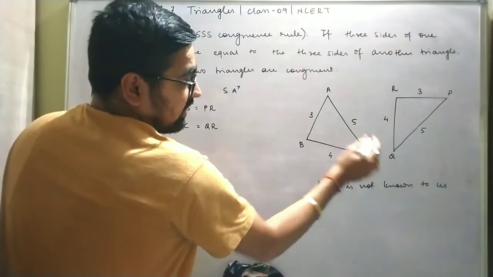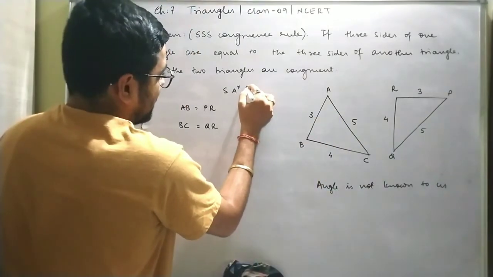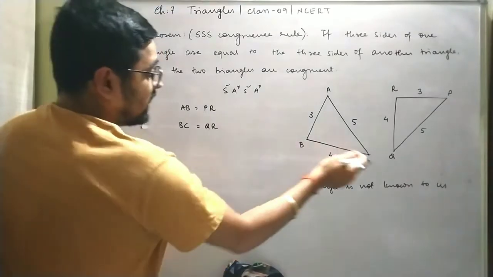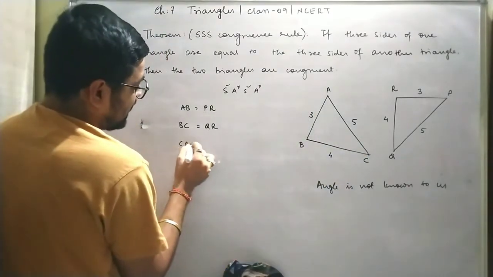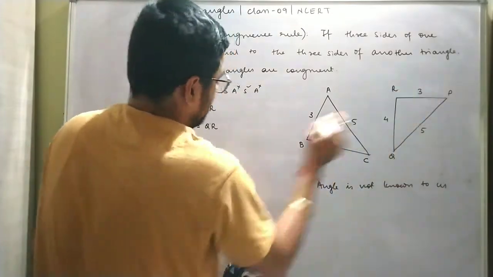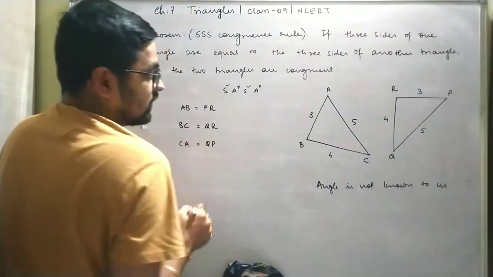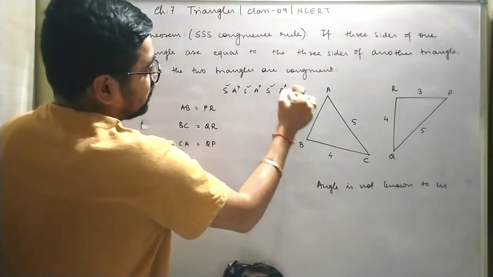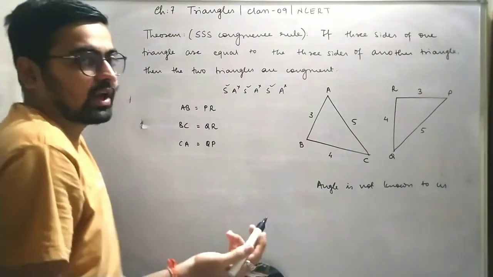Now I reached C and here I reached Q. Do I know this angle? No. So again I got one side, but the angle I don't know. Then I will go for the third side CA. CA is correspondingly equal to QP. So I got one more side. Do I know angle A? No. Do I know angle P? No. So the angle is not known.